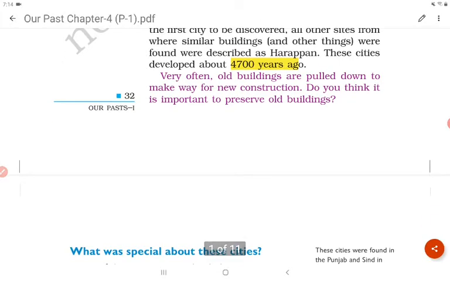Very often, old buildings are pulled down to make way for new construction. Do you think it is important to preserve old buildings?